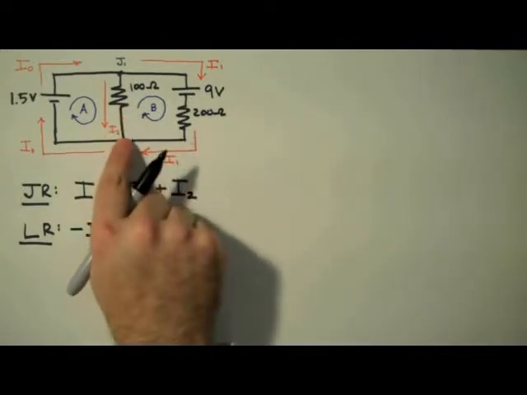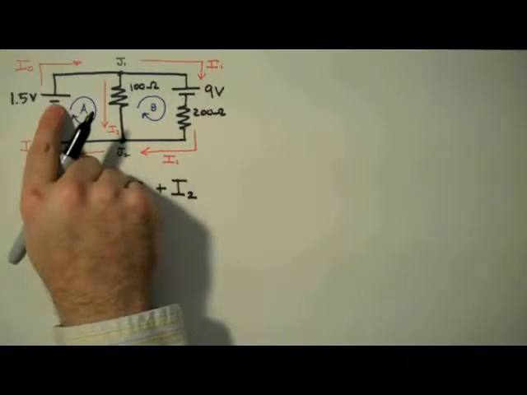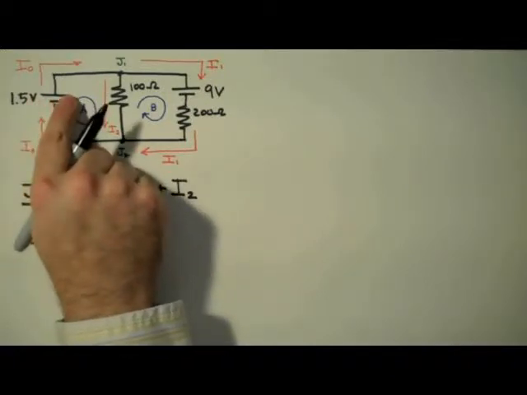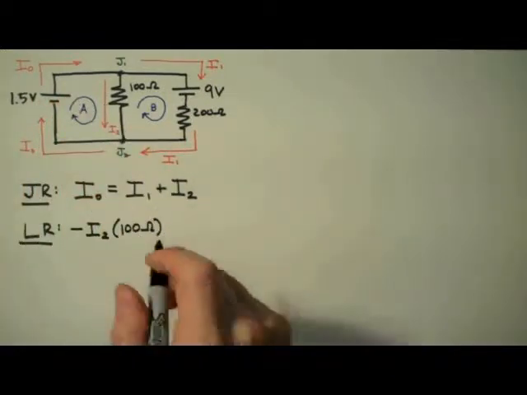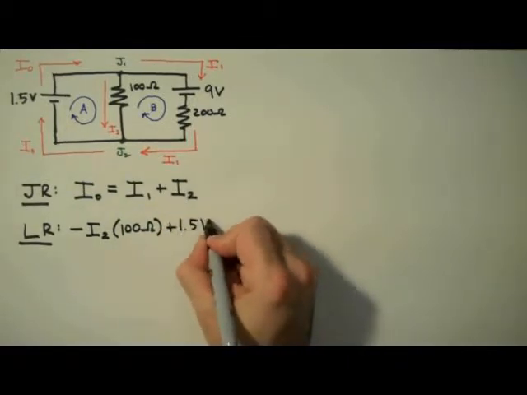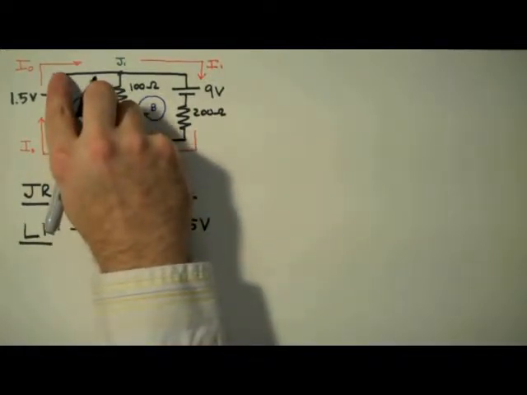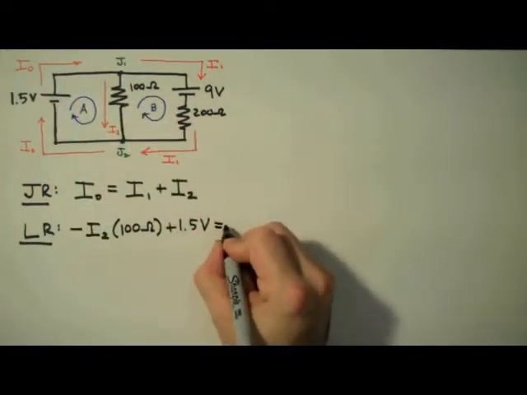And we continue to move clockwise around loop A until we get to our next component, which is the 1.5 volt battery. Here we're moving from low to high, negative to positive. This indicates a voltage lift, positive V. So I'm going to write plus 1.5 volts, and that's the last component in this loop, so I set it equal to 0.